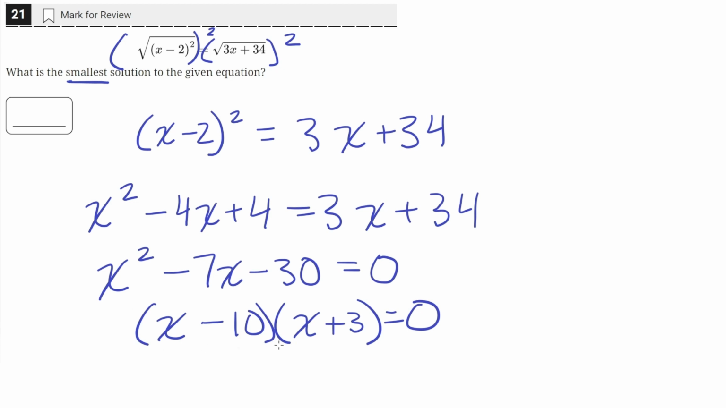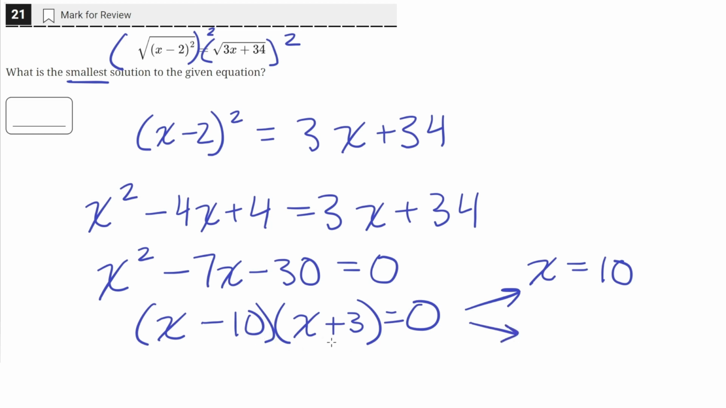So in this first parentheses right here, if we plug in a value of 10 for x, it'll equal 0, and when we multiply that with any other term, it'll just be 0. So that satisfies the equation. So one of our solutions is that x equals 10.